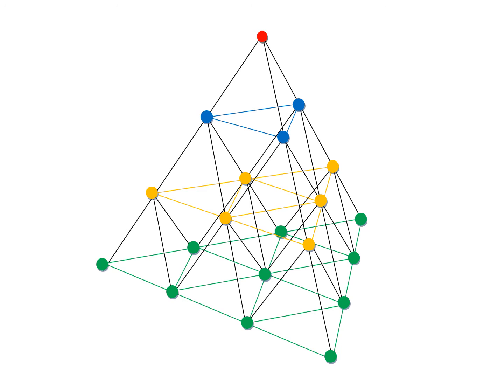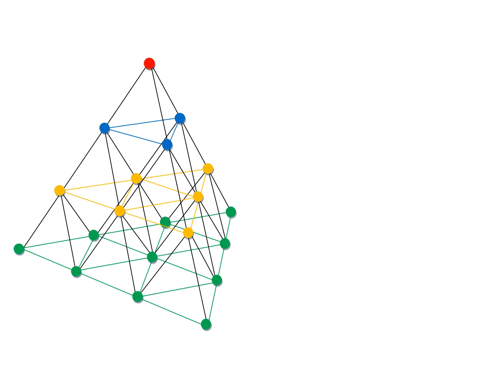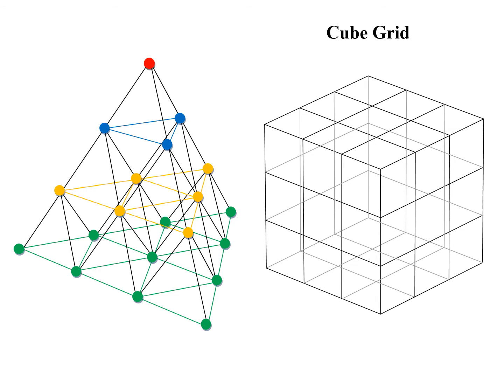Let's move this pyramid to the left. Let's look at a property. On the right, we have a cube grid. The entries of Pascal's tetrahedron lie on that cube grid, just like the entries of Pascal's triangle lie on a square grid. The red level is there, the blue level is there, orange level, green level.